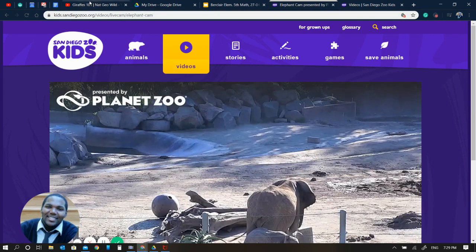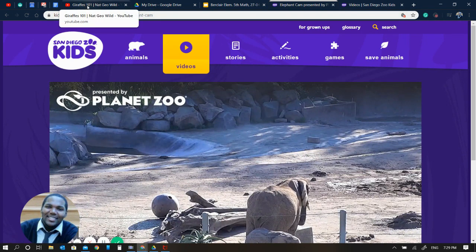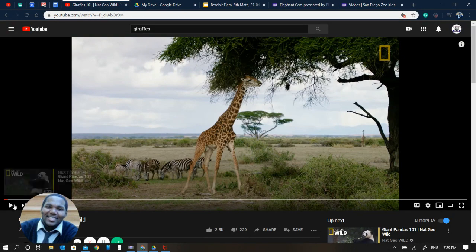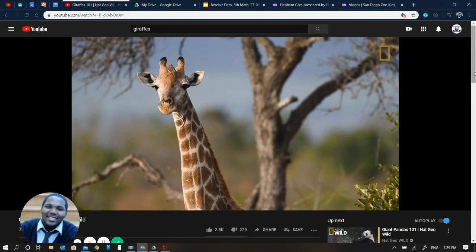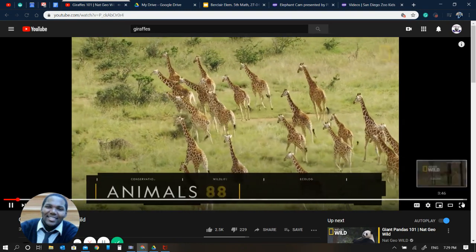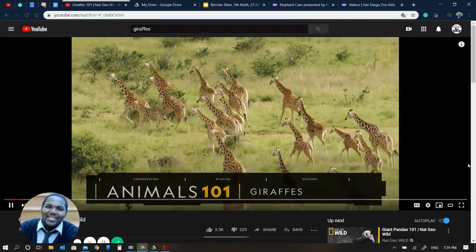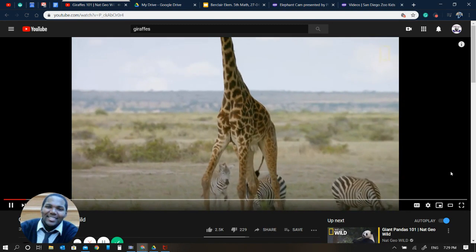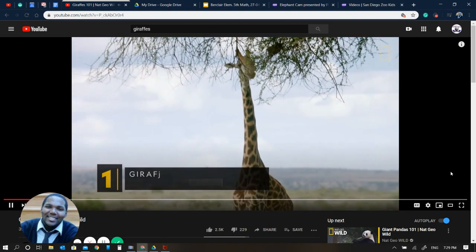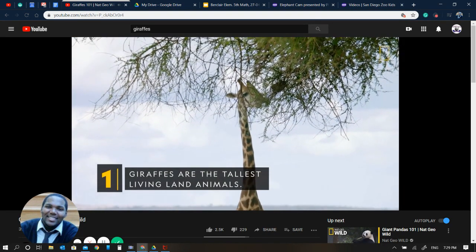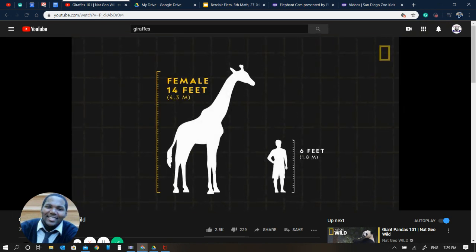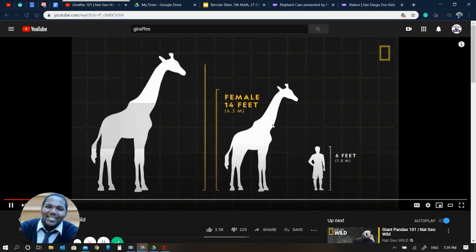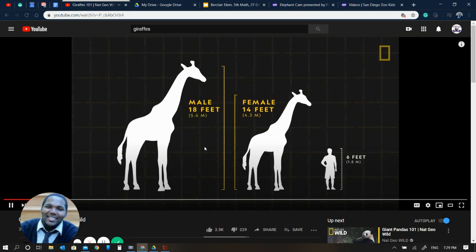Height and signature long necks. Giraffes are some of the most iconic creatures of Africa. Giraffes are the tallest living land animals. Adult females can grow over 14 feet tall, and adult males can reach over 18 feet.